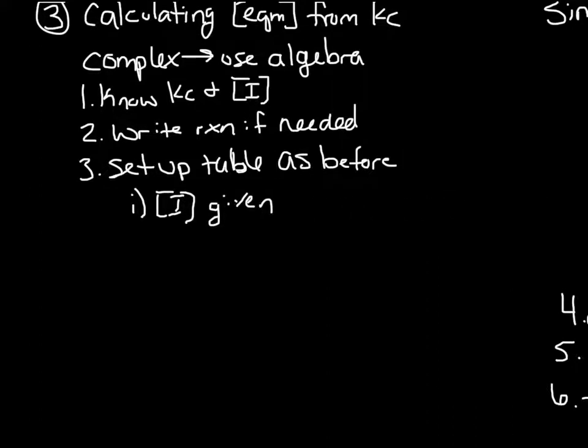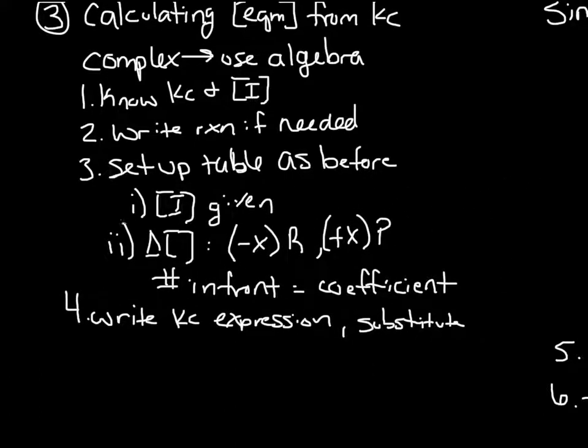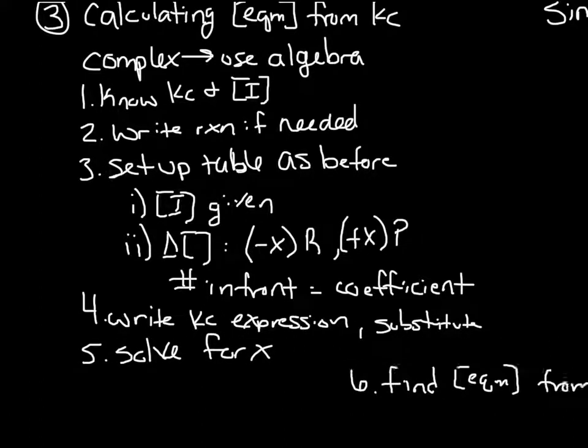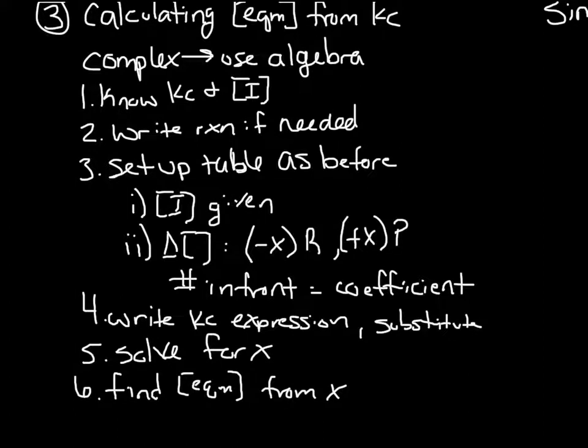In order to solve for this, your initial concentration needs to be given. Your change in concentration is going to become x. So negative x for reactants and positive x for products. And then you put a number in front of that x value if there's a stoichiometric coefficient in the reaction. You're going to write the Kc expression and substitute in your values. Solve for x, and then find the concentration at equilibrium from every x.